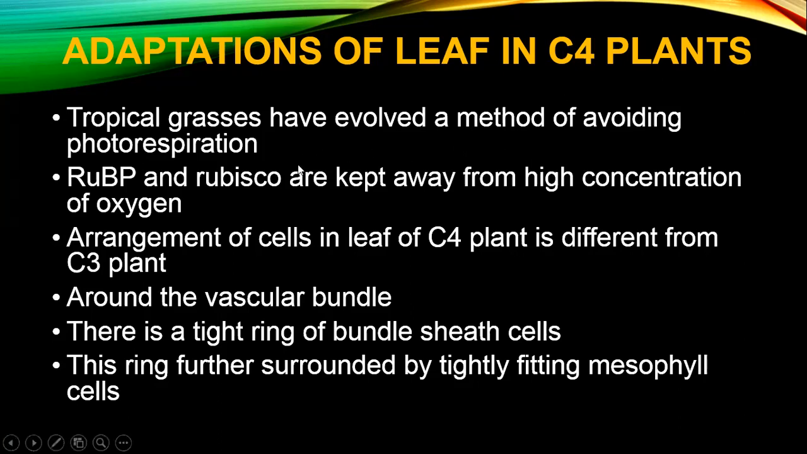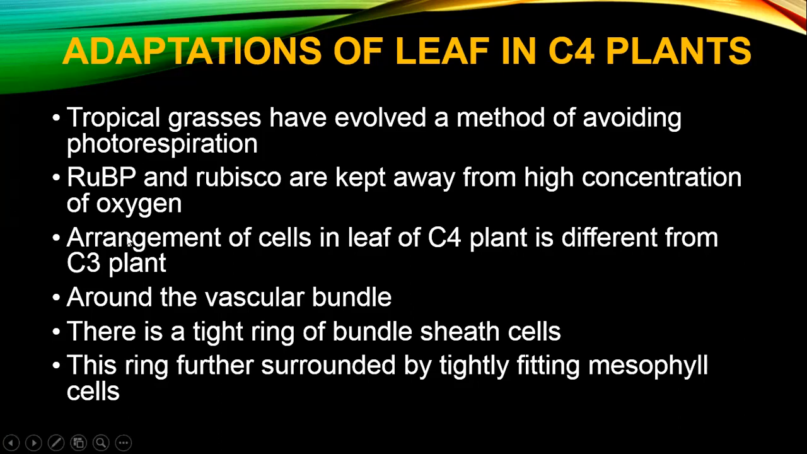And now how? Obviously we can understand that in photorespiration, ribulose bisphosphate combines with oxygen, and this reaction is catalyzed by rubisco. Okay? So one strategy is this, that rubisco and ribulose bisphosphate, both, are kept away from high concentration of oxygen. Obviously if they are kept away from high concentration of oxygen, how is the oxygen going to combine with ribulose bisphosphate in the presence of rubisco even, right?